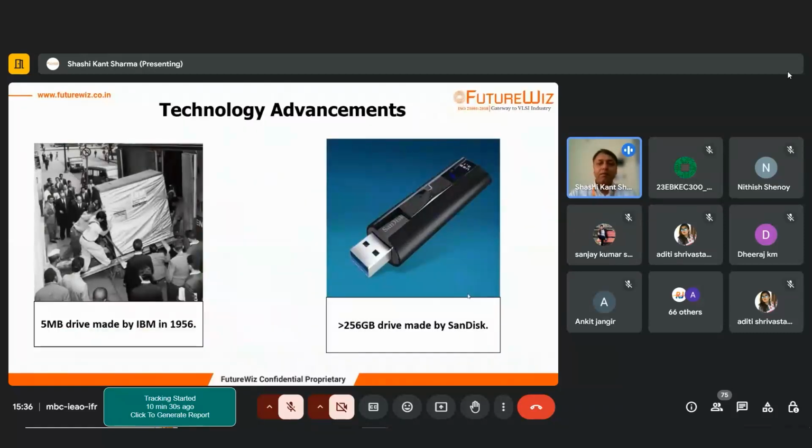Okay, these few pictures. Sorry, am I audible? Is it going fine? Yes, sir, it is going smoothly.